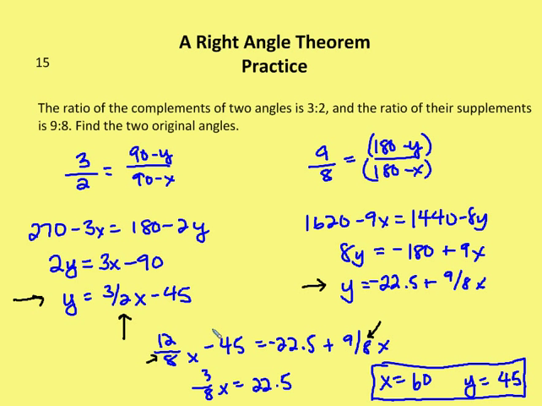All right, so I want to get x on one side. I'm going to subtract 9/8 x from both sides, add 45 to both sides, and I end up with 3/8 x is equal to 22.5, or x is equal to 60. Now if I plug x back in to any of the two equations, I'm going to find out that y is going to be equal to 45. All right, so now I have x at 60 and y at 45. I have the two original angles. One is 45 and the other is 60.